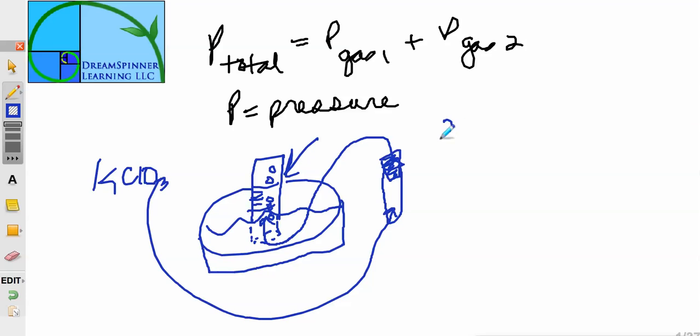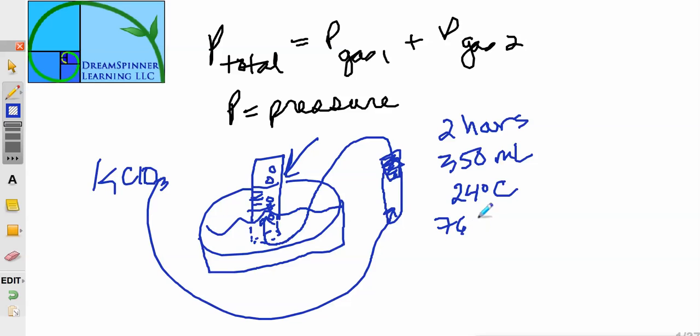In 2 hours, we have collected 350 mL of oxygen gas, and the temperature is 24 degrees centigrade, and the pressure is 760 torr. The question is, what is the partial pressure of O2?